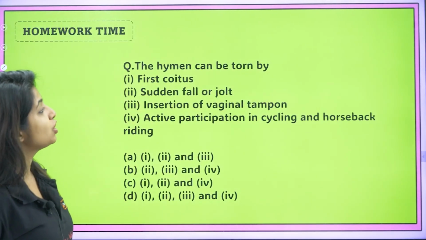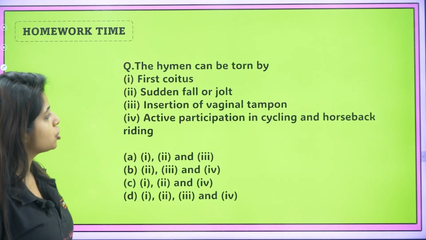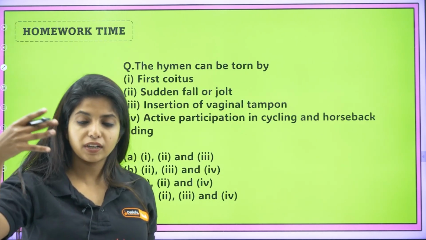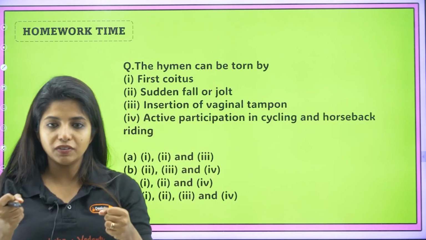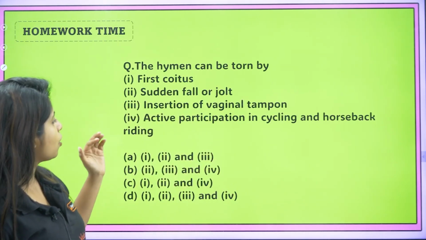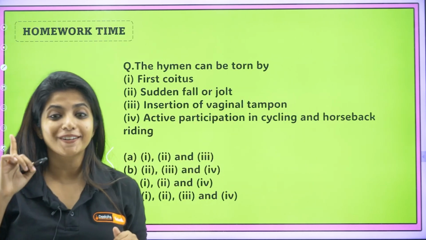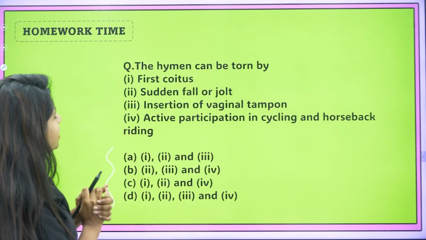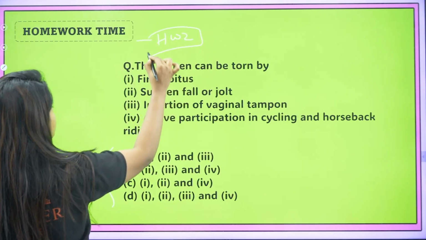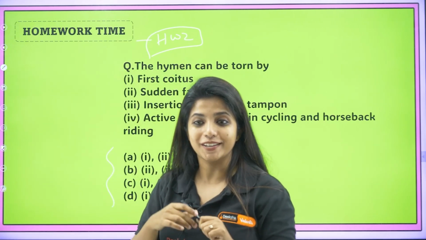Now the homework question which is there. The hymen can be torn by first coitus, sudden fall or jolt, insertion of vaginal tampon. Tampon is something that will basically soak in all the blood which is there. It is used during menstruation. Now, active participation in cycling and horseback riding. You have to give me the answer for this because it is a very important question. I hope you will be doing that. Now, this will be homework 2. Homework 1, I have already given you the question in between the chapters. So, if you are attentive, then only you will be able to answer it.